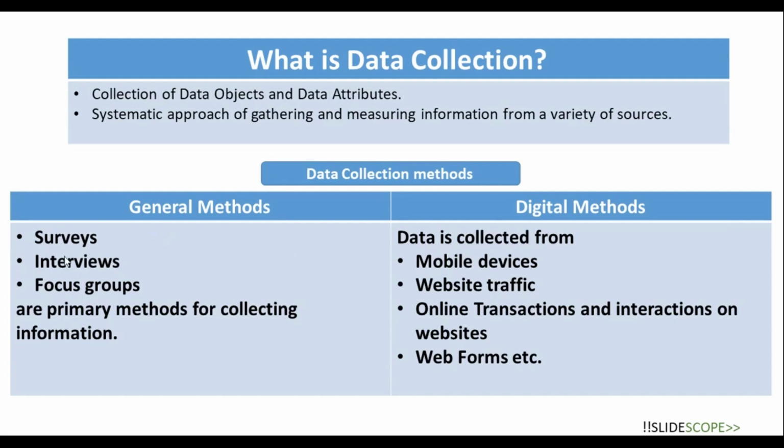General methods are surveys, interviews and focus groups, which are primary methods used for collecting information. When computer systems were not so developed, people used to take surveys, interviews and focus groups, and the collection of data was done on the basis of these methods. These methods are still used and are very helpful for research and development, advertising, publishing, and many other things.